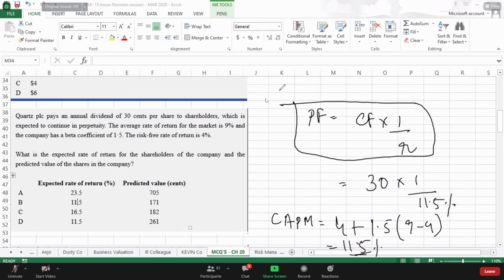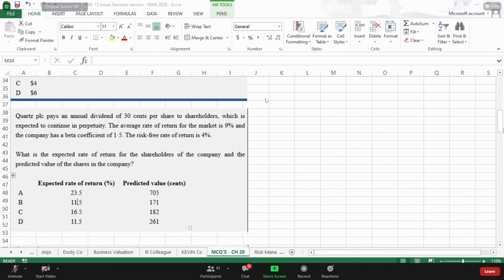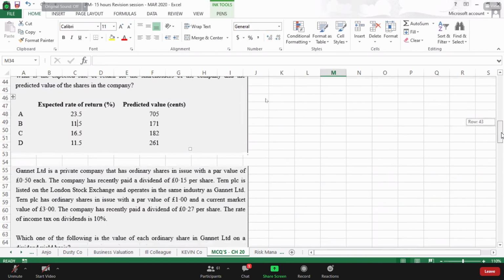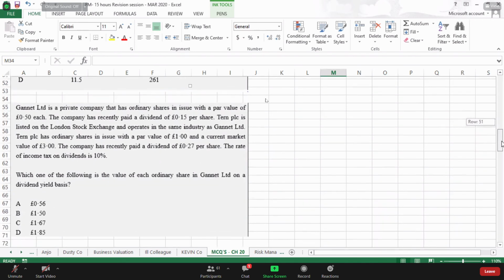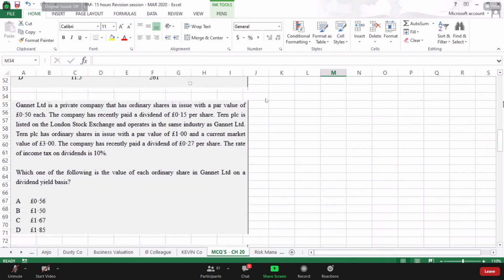Everybody knows how to calculate discount factor, annuity factor. Perpetuity factor is 1 divided by R. Is this clear, everyone? Okay, next question. What's the answer?